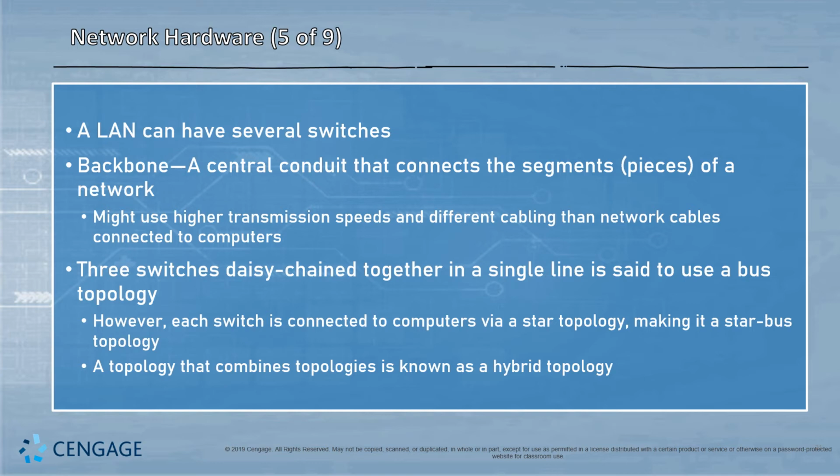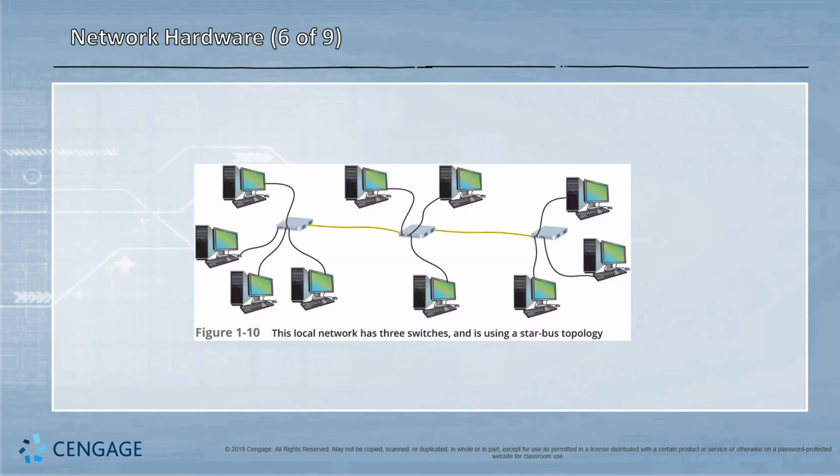If we have 3 or more switches daisy-chained together in a single line, it uses the bus topology I referenced before. Now, because each of these switches is using a star topology, we have created a hybrid topology. So here we can see 3 switches, each using a star topology, but the switches are chained into a bus, so we create the star bus topology.